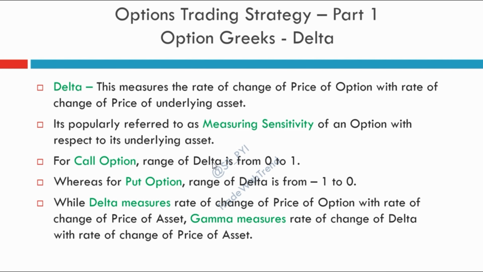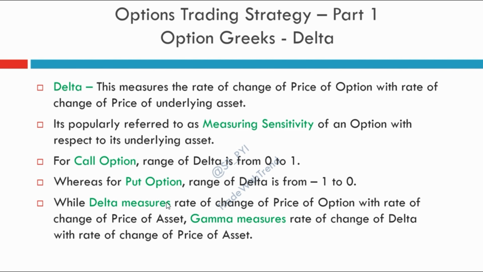For call options, you will find that delta ranges from 0 to 1. And for put options, delta ranges from -1 to 0. Why is it inverse? Well, because that is what call option and put option is. When asset goes up, call option goes up. When the asset goes down, put option goes up, right?